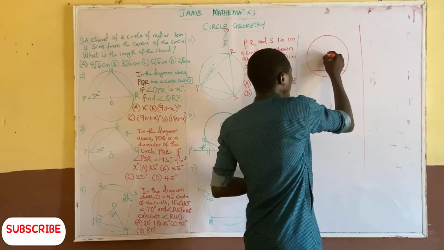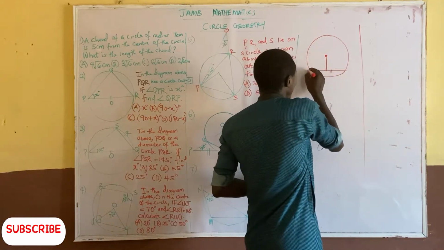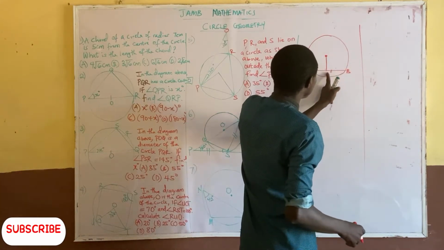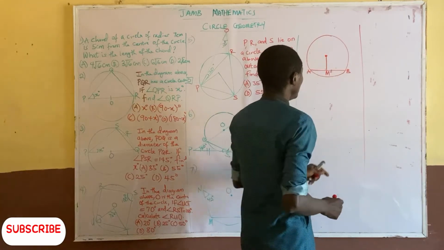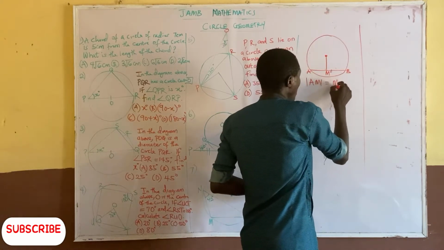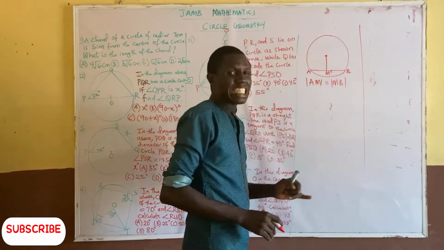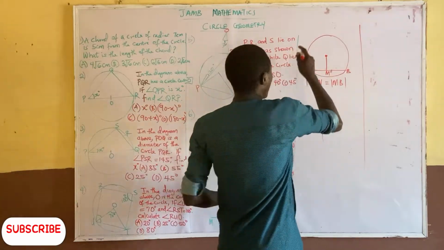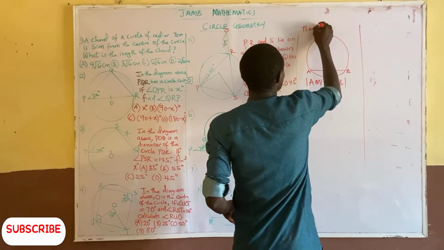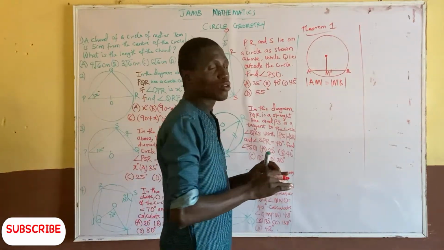Now, this is the center. When I draw a line from the center of the circle, it will bisect this chord into two equal parts. If this is chord AB, this line has bisected it into equal parts, and this is the middle point M. So meaning that line AM is equal to line MB. So a line drawn from the center of the circle bisects the chord into two equal halves. That is theorem number 1 in circle geometry.